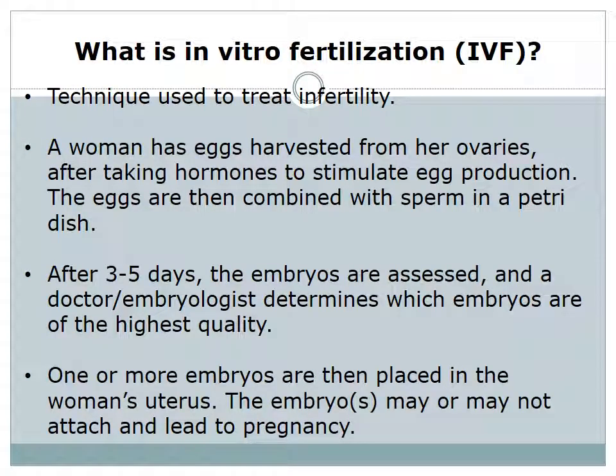In vitro fertilization is a process used to help individuals with fertility issues. Usually, women are given hormone injections to produce multiple eggs, which are then placed in a petri dish with sperm after they are harvested from the ovaries.